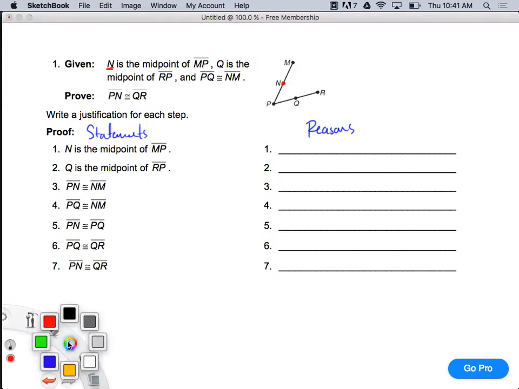Q is the midpoint of RP. So Q is the midpoint of RP. And PQ is congruent to NM. So PQ is congruent to NM. We know those two lines are congruent. You see that? Is that clear? All right. So the first statement is N is the midpoint of MP. What's the reason for that statement? It's given.